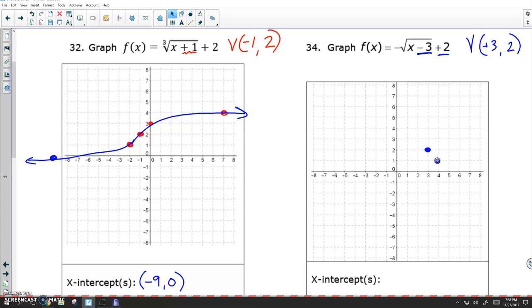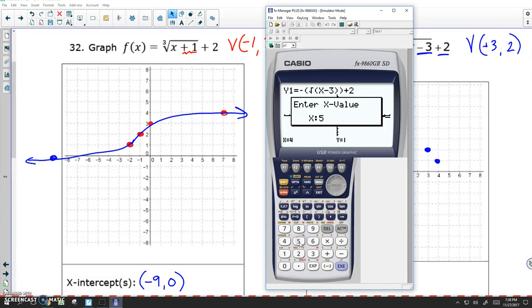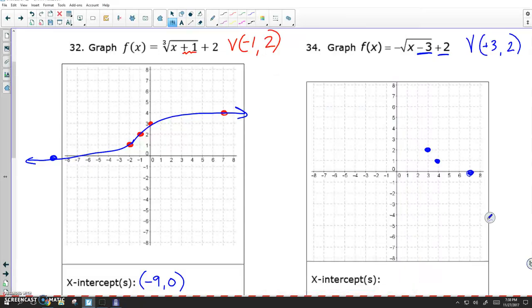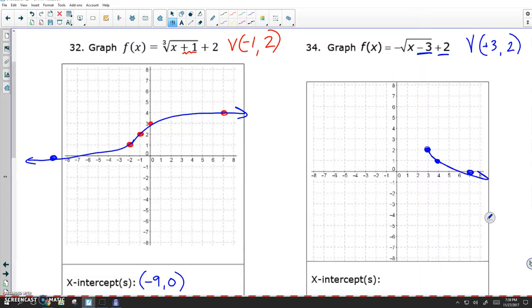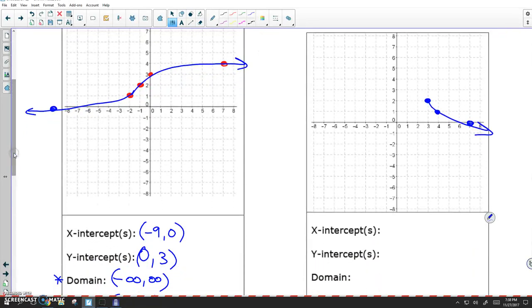Then I'm going to go to 5. So if I go to 5, that's a decimal. 6, it's another decimal. 7, 7 is at 0. So it's about right here. And I imagine 8 is probably going to be a decimal, but I'll just check to be sure. And it's a decimal. So our shape goes something like this. So if we're going to do the key features, the x-intercept is at 7, 0. The y-intercept does not exist because it doesn't touch the y-axis.